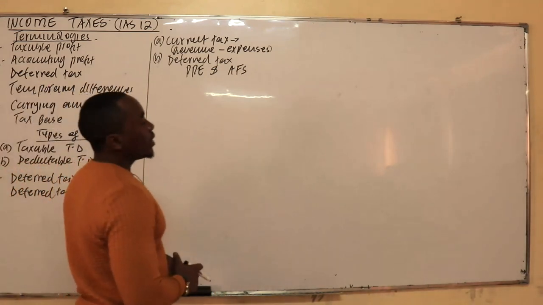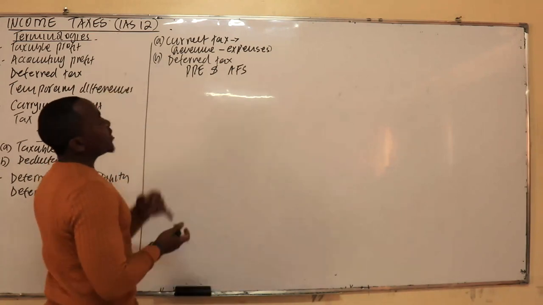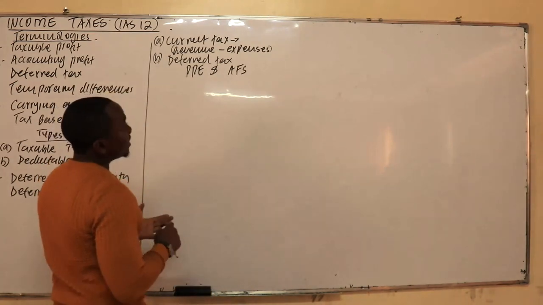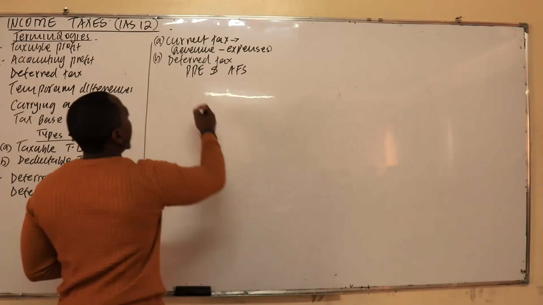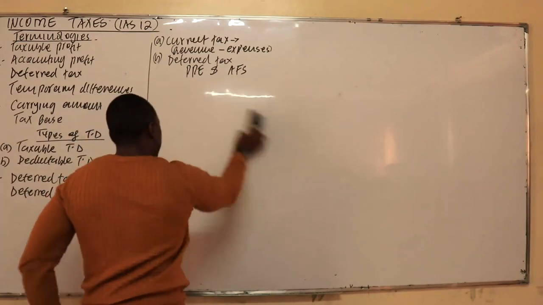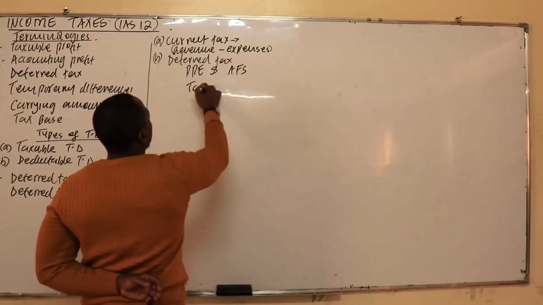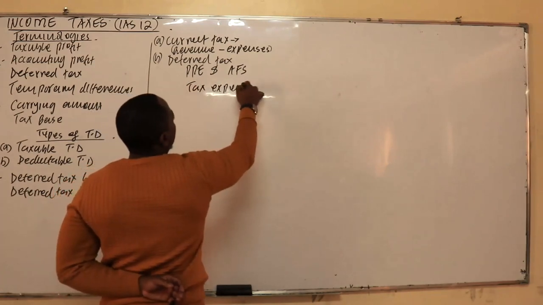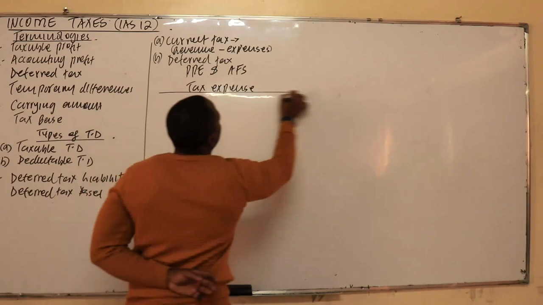Now let's begin. We are saying that the tax expense for the year is made up of two elements. One is the current tax, the other one is deferred tax. In that, you're saying that the tax expense, the one to be shown in the statement of comprehensive income, is made up of two elements.